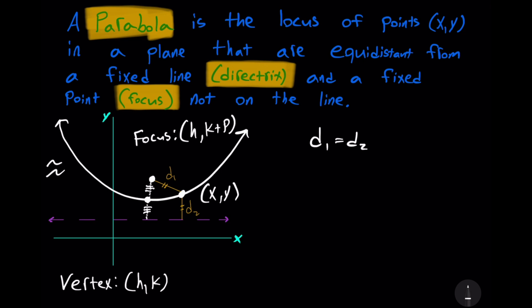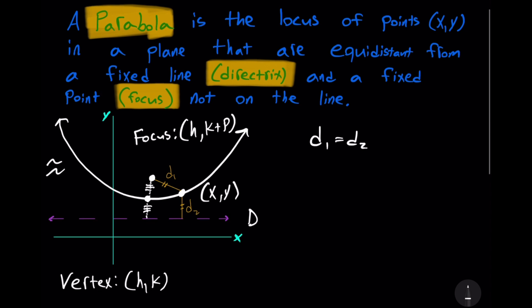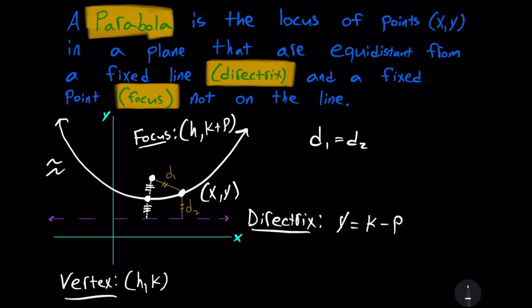So it's definitely going to have the same x-coordinate. It's definitely going to be some units above k. So we'll say that's p. Likewise, for the directrix, we have y is equal to k minus p. So now we have the focus, we have the directrix, we have the vertex. And we know that d sub 1 is equal to d sub 2. We have all we need to derive our equation.